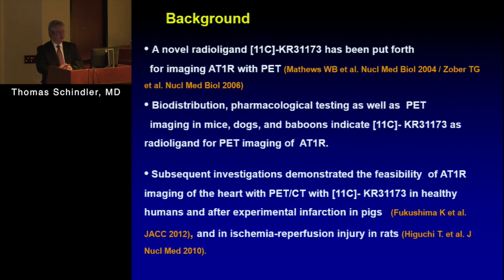And at Johns Hopkins, we had developed, Dr. Saber in particular with Bill Matthews, a new radiotracer, an acetate radiotracer, which has a short half-time. So it cannot be produced unless you have a cyclotron in proximity. They called it KR31173. And it went through biodistribution and pharmacological testing, and Frank Bengel and Higuchi published on that in JACC, and showed also the specificity of this radiotracer for angiotensin I receptor imaging.